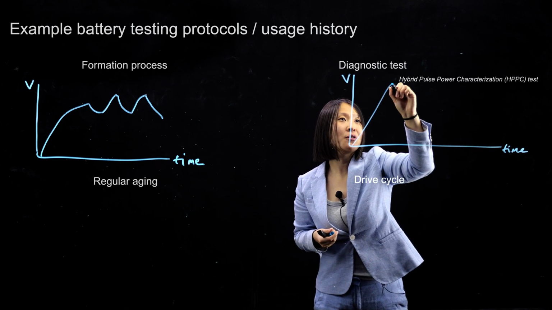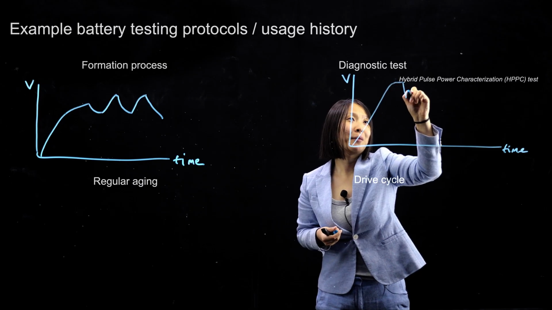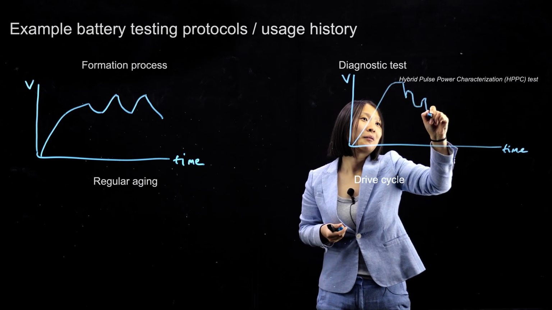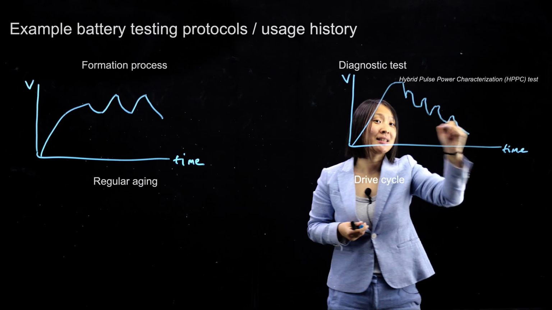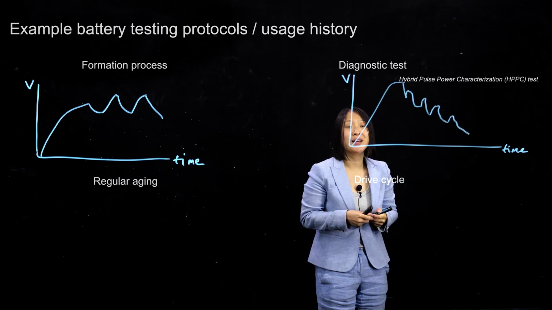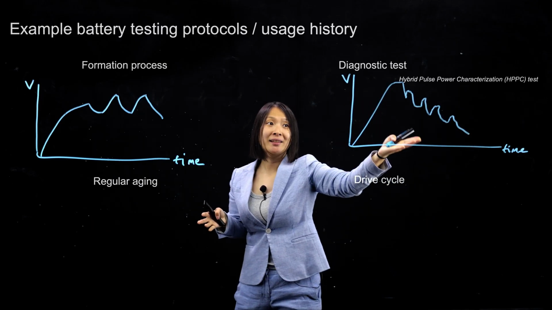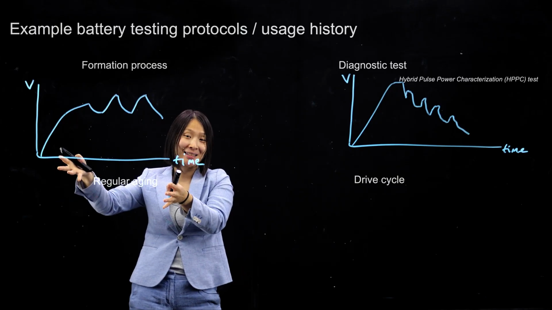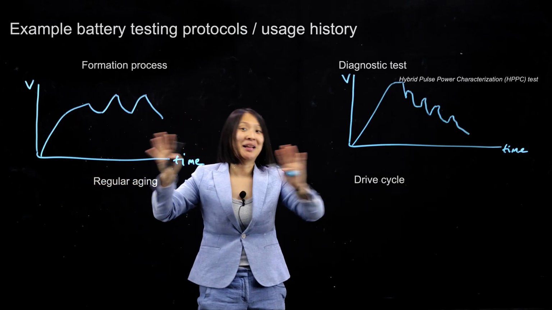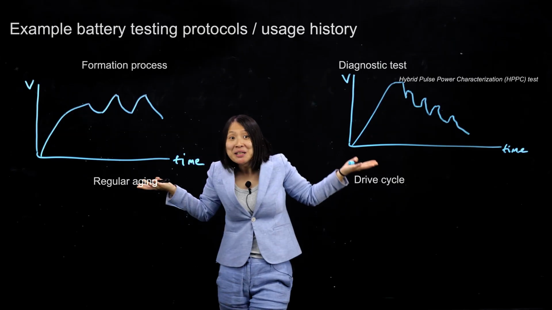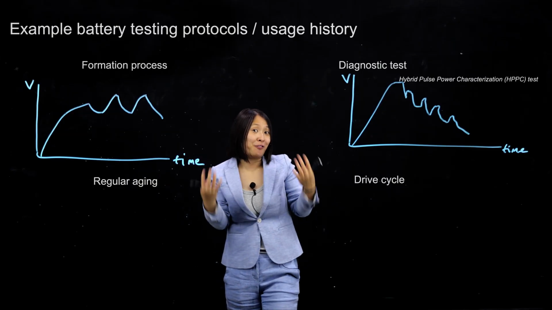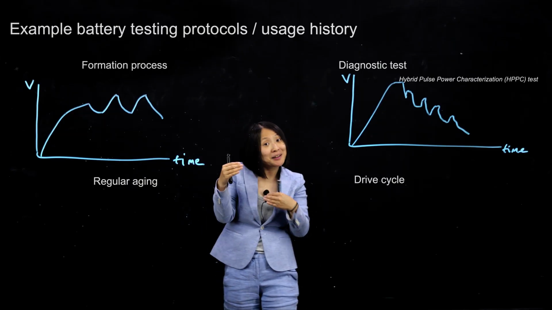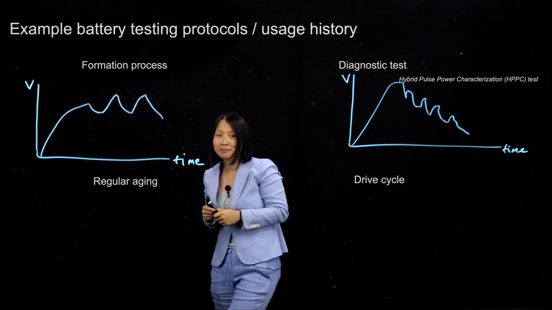So we have the voltage go up, and then we apply pulses at different states of charge of the battery, and you can see the pattern in a diagnostic test looks quite different from the formation process data. And this obviously gives us different information about the battery's performance and the underlying mechanisms of how the battery is working.